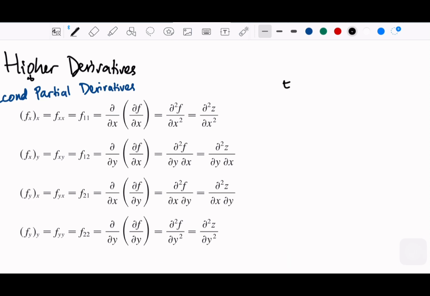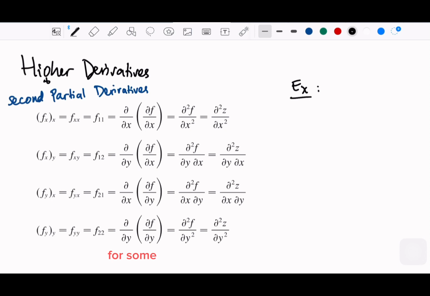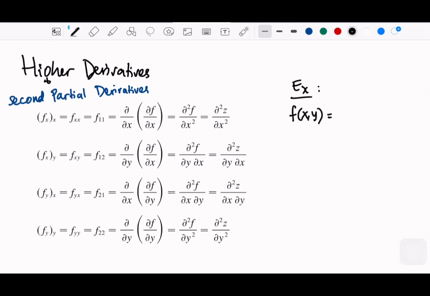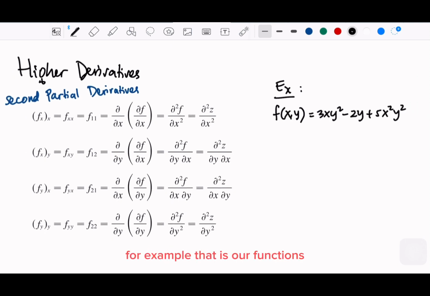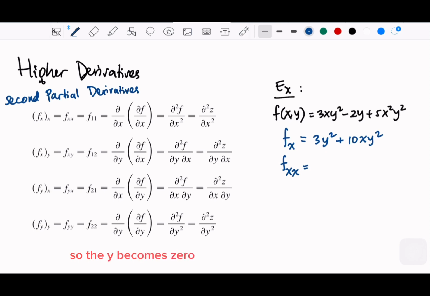So let me write on the right side, just a quick example for some points on these second partials. So if we take, for example, the function, that is our function. Now if we take partial x, we take x as our variable and y as our constant. So we have 3y squared, and y becomes 0 because of constant, and we have then xy squared. If we take another partial from this partial x, let's say partial xx, the y becomes 0, and we take x as our variable, so 10y squared.